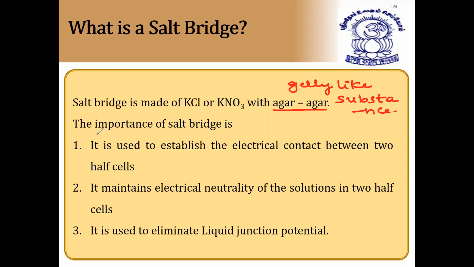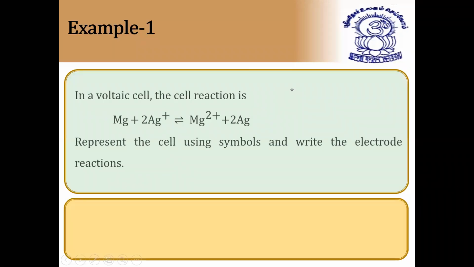So what is the importance of the salt bridge? It is used to establish the electrical contact between two half cells because of the migration of ions by means of the salt bridge. It maintains the electrical neutrality of the solution in the two half cells, and it is used to eliminate liquid junction potential. These are the 3 points. So these are the functions of the salt bridge. Now we'll see the questions.